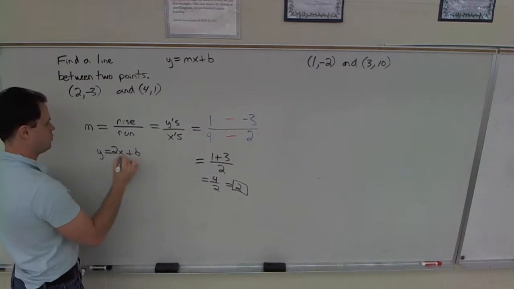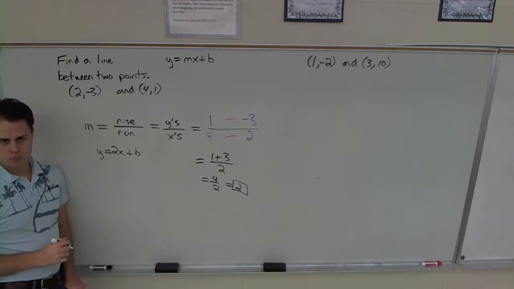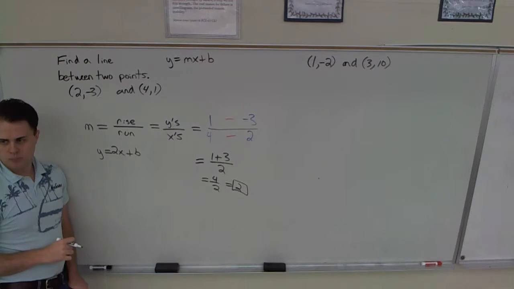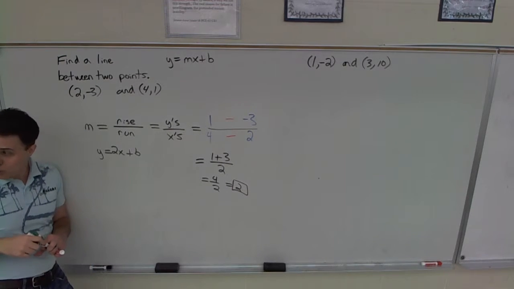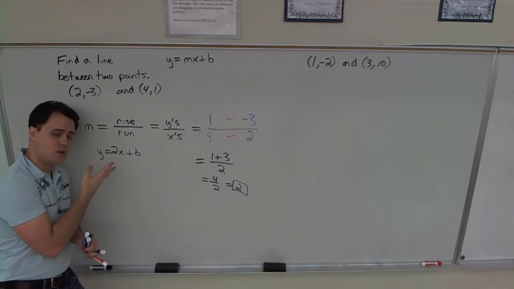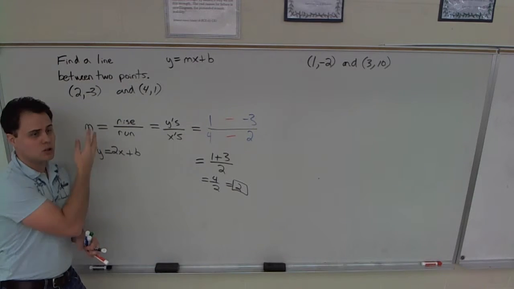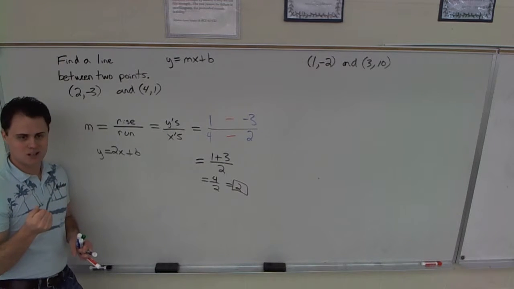2x plus b. I just need b. Just one thing left to find. And I want the line, remember, to go through these 2 points. If it goes through those 2 points, then both of those points have to satisfy the equation. So you can pick whichever one you want and stick it in and make sure it's satisfying it.